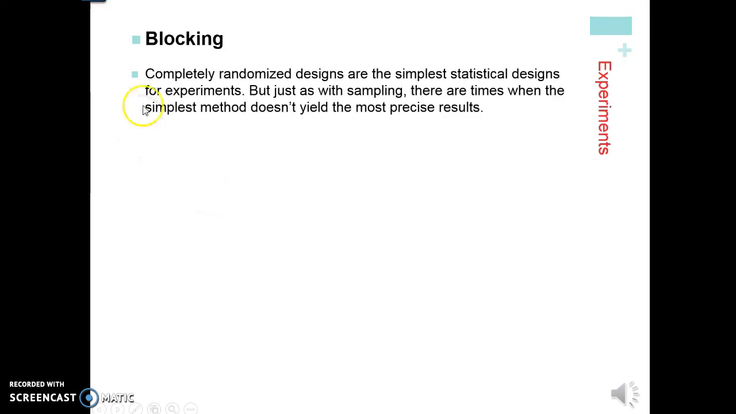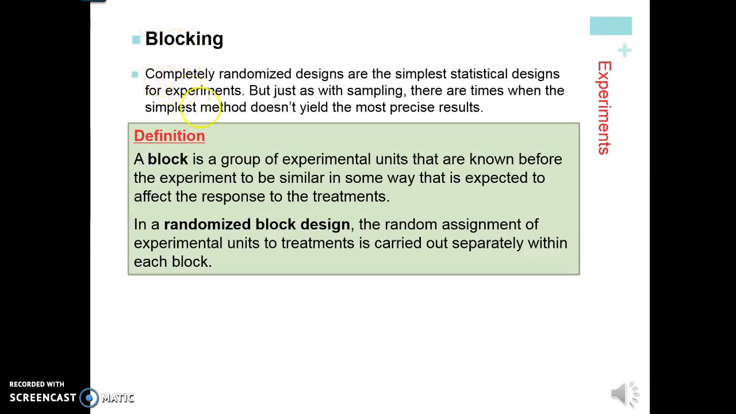Now, the experiments that we talked about were the most simple statistical experimental designs. All right. However, just with sampling, there are times when the simplest method doesn't yield the most precise results. So think about some of those things we were talking about that are sort of lurking in the background. For example, when we're talking about the pulse rates, maybe males and females actually respond differently to caffeine. Maybe people that are athletes versus not athletes respond differently to the caffeine. If we identify those as variables that could possibly affect the response, how do we account for that in our experiment? We do it by something called blocking.